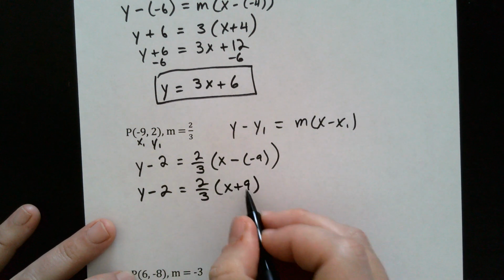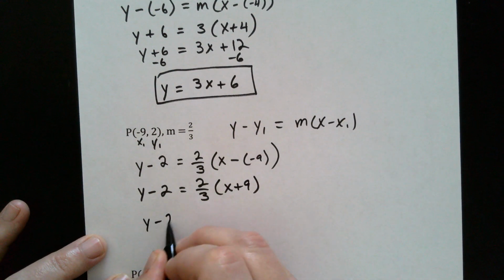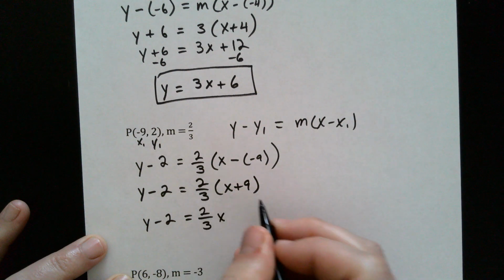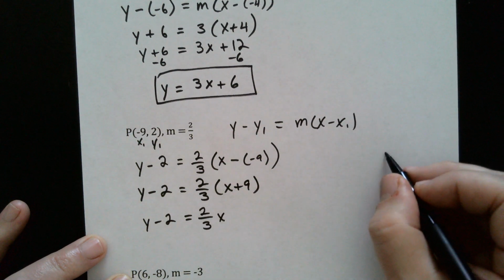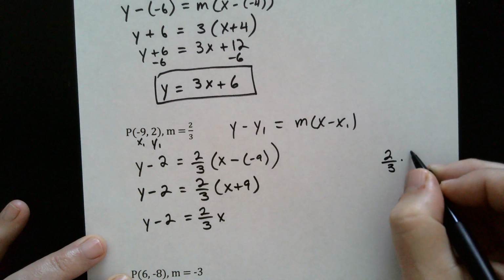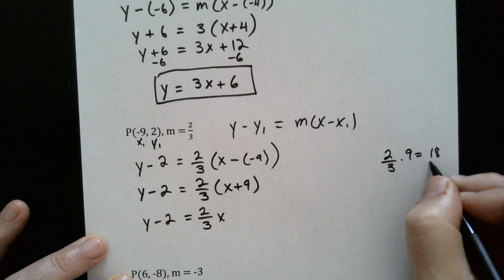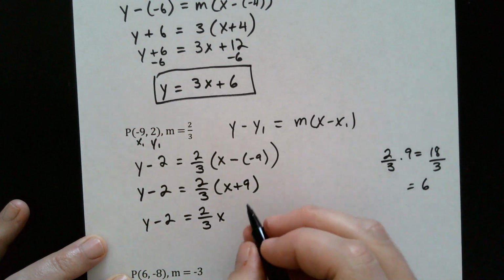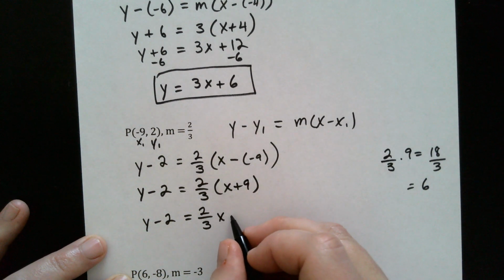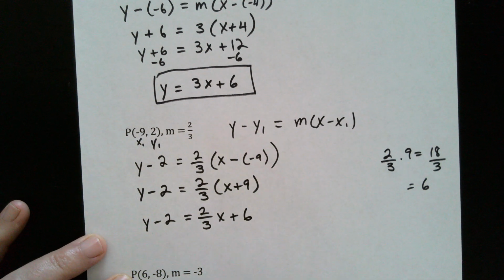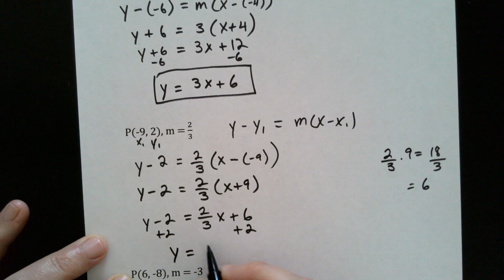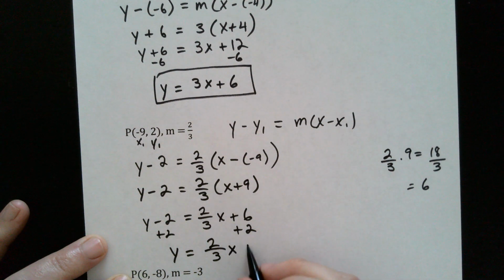Let's go ahead and distribute this 2/3 to both of these. So it'll be y minus 2 is equal to 2/3 times x, which is 2/3 x. 2/3 times 9, let's do that over here. What is 2/3 times 9? That would end up being 18 over 3, which is 6. So 2/3 times 9 is 6. So I will just put plus 6. And then finally, we can add the 2. And we get our answer of y is equal to 2/3 x plus 8.